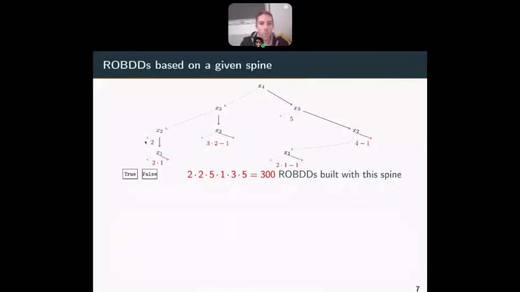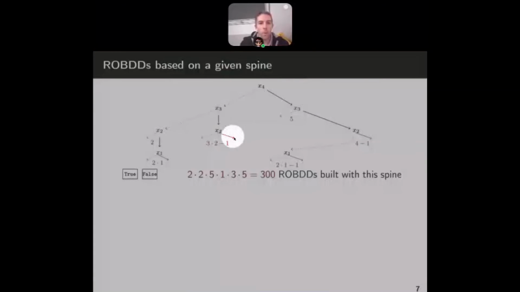So, for example, focus on this node x2. I have to define two pointers. The first pointer here must point to something that has already been seen, and that is at a level deeper than x2. So it could be this x1 or this true or this false.